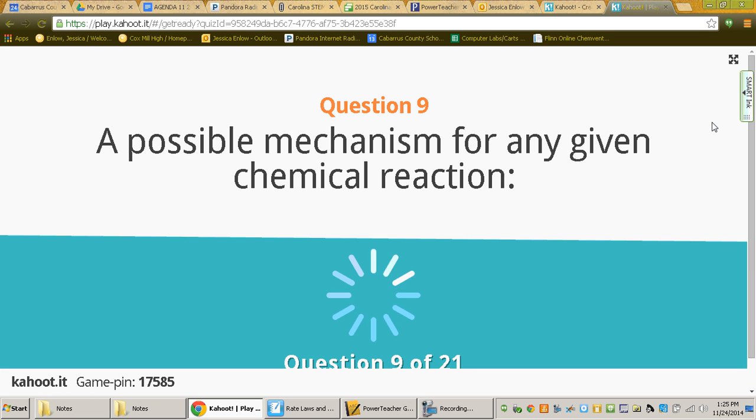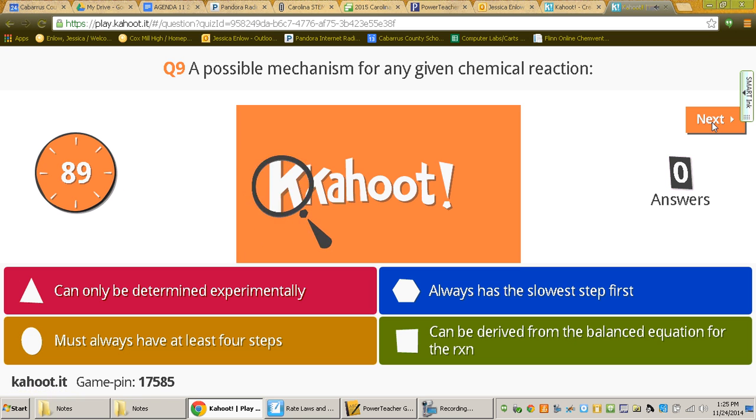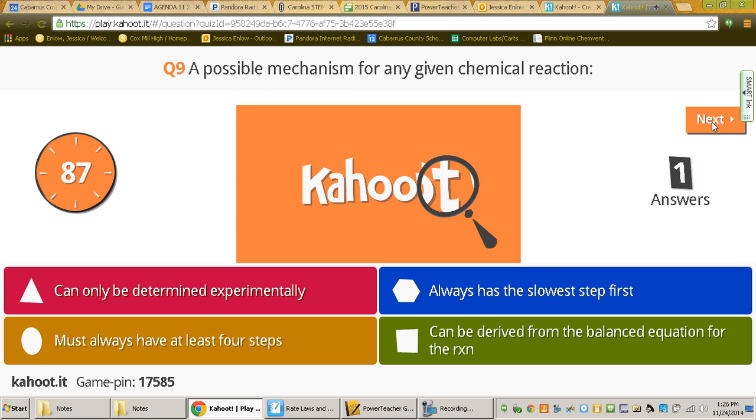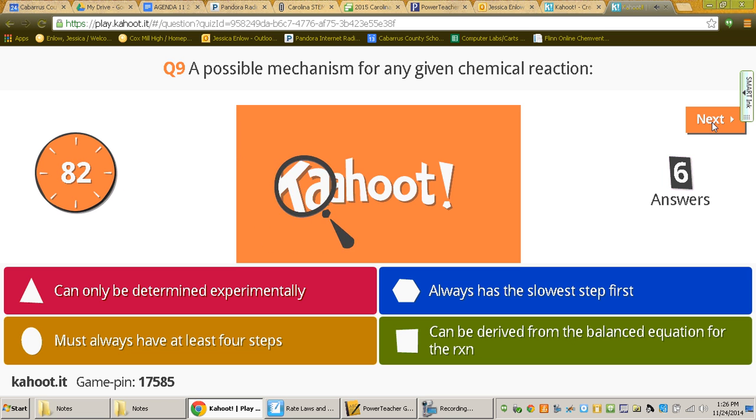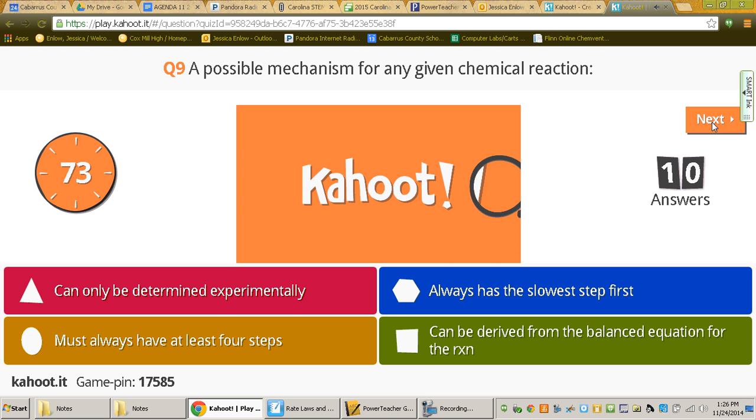A possible mechanism for any given chemical reaction. Possible mechanism. It always took at least 4 steps. Give like 5 more seconds. I don't know. 5 more seconds.